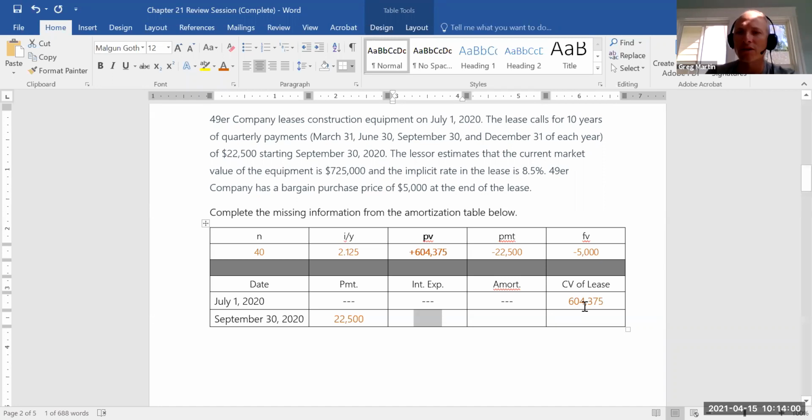So it'd be $604,375 times 0.02125, which gets us 12,843. And so, of course, with that interest expense and that payment, the amortization of the lease liability is the difference between the two, which is 9,657. And then we subtract that from the carrying value of the lease, which gives us a new carrying value of the lease of $594,718.